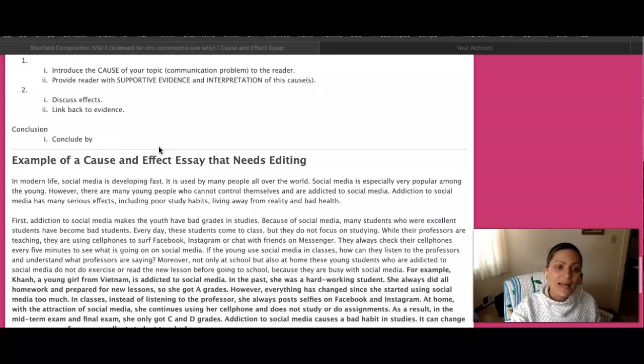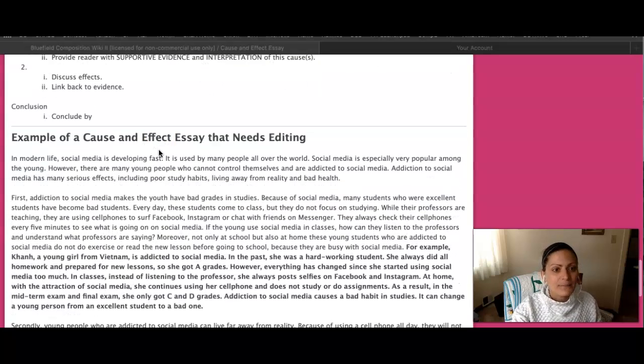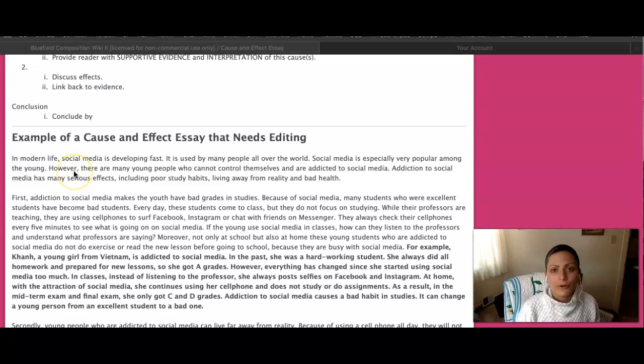So let's look at a sample essay that could use some editing. This opening paragraph introduces an idea, but not a specific effect that the reader is analyzing. For example, it says, in modern life, social media is developing fast. It's used by many people all over the world. These are true statements, but they're also general. These should lead to something specific, and it should be anchored in something concrete.